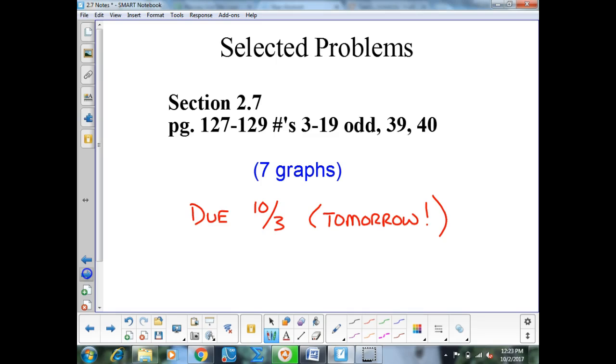Now, looking ahead to this week, just so you are aware, I am planning on taking the Chapter 2 test on Thursday. That's my plan right now. So all of Chapter 2 will be tested this week, Thursday.